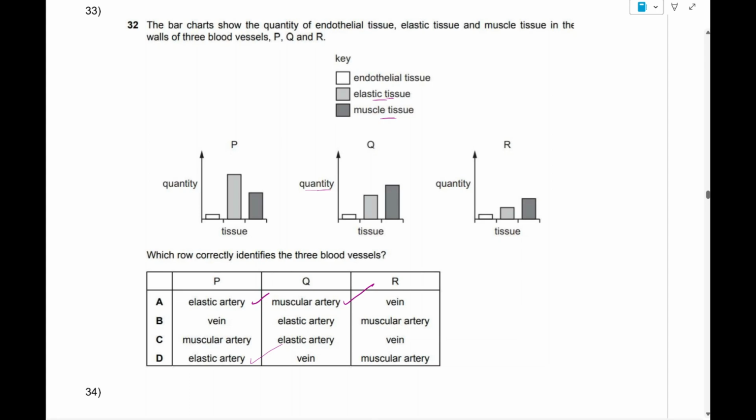And finally, for the veins, they usually have the widest lumen, therefore the thinnest wall, therefore they have the lowest quantity of both the elastic tissue and muscle tissue. Therefore, R is a more suitable answer, and the answer is going to be A.